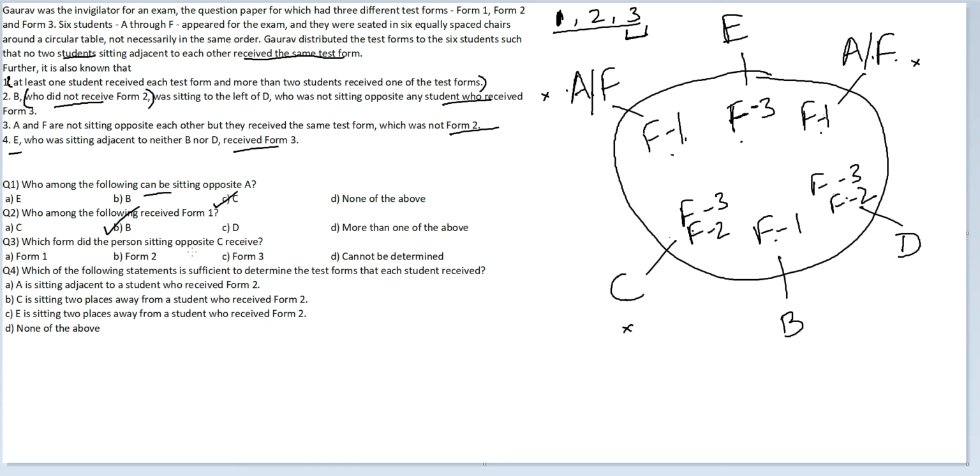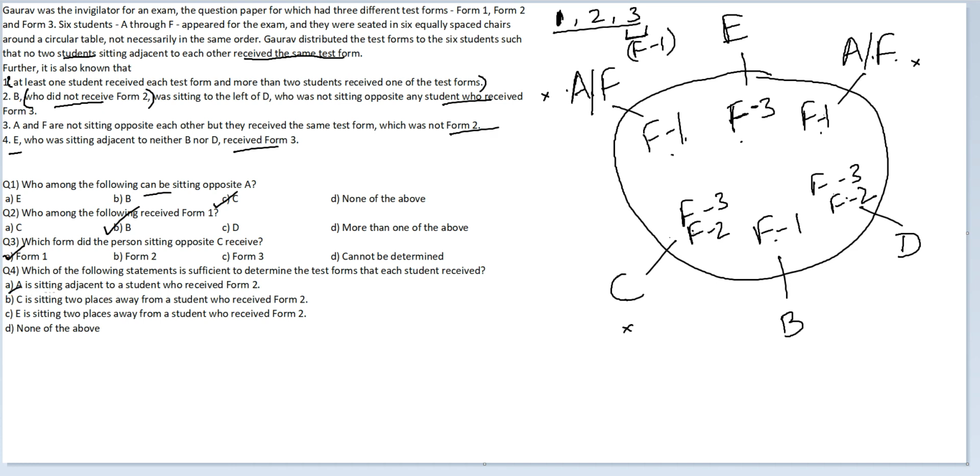Which form did the person sitting opposite C receive? Now the person sitting opposite C, we don't know. It could be A or F, but that person is definitely receiving form 1. Therefore, answer to question number 3 is A, form 1. Now let's look at question 4. Which of the following statements is sufficient to determine the test forms that each student received? Understand, our problem with test forms was, we know the 3 times repeated form is F1. But whether 2 is F3 or 2 is F1 and 1 is F3 or F1, that is unknown to us.